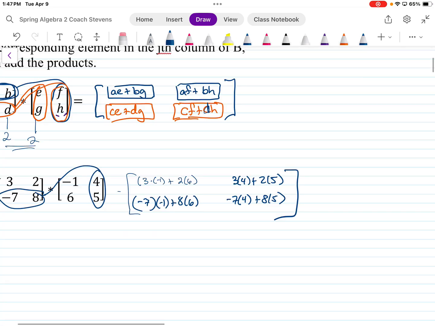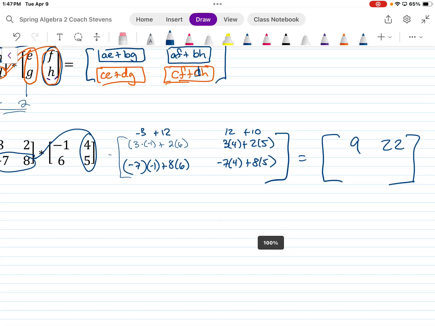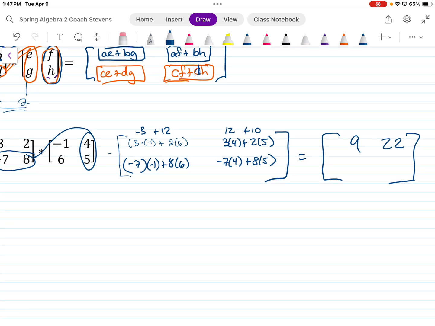So now we're going to go through and we're going to simplify this. Let's see. 3 times -1 is -3 plus 12. That would give me 9 for the top left. Then let's see. 3 times 4 is 12 plus 10 gives me 22 for the top right of the answer matrix. And the bottom left, we would have 7 plus 48, which is 55 for the bottom left. And then we'd have -28 plus 40, which should be 12.